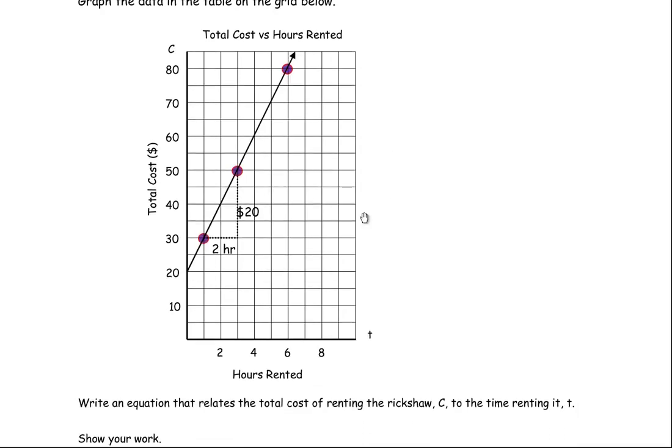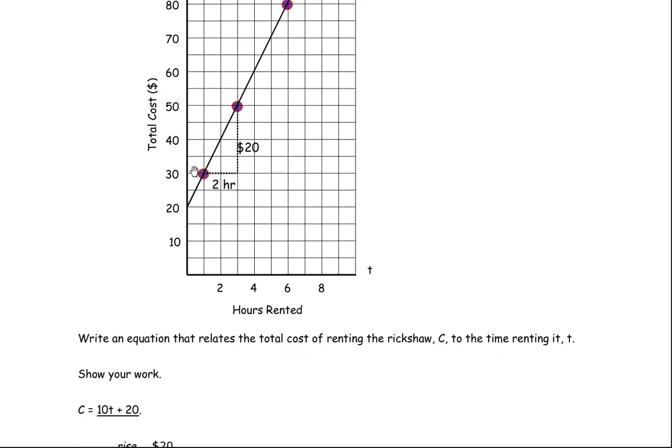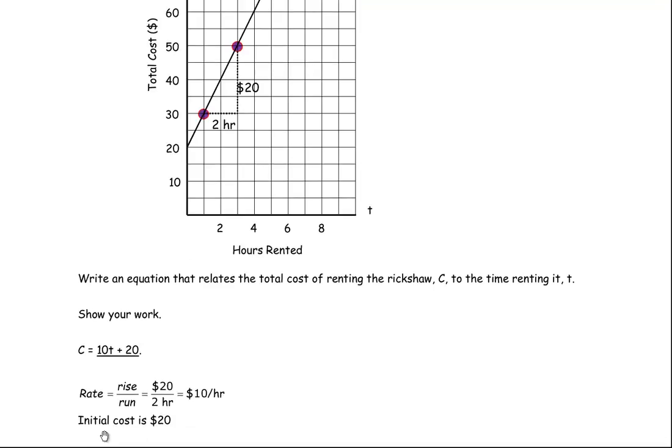And we're also asked to write an equation that relates the total cost of renting the rickshaw, C, to the time renting it. So T is the number of hours, the time. The fixed cost would be the $20. That's the initial cost or the fixed cost. That's where the graph starts here for a time of 0 hours. Now nobody's going to actually rent it for 0 hours, but that's the initial starting cost where it intersects the cost axis here.